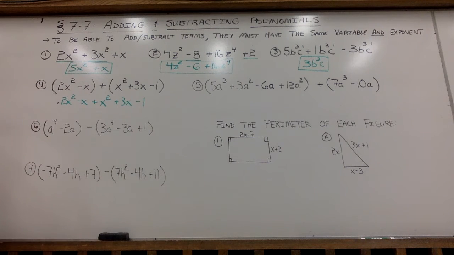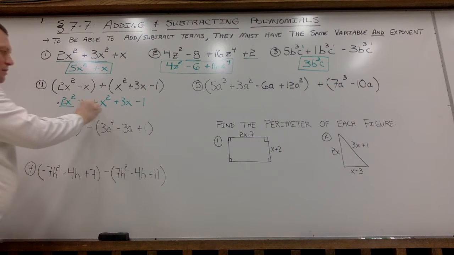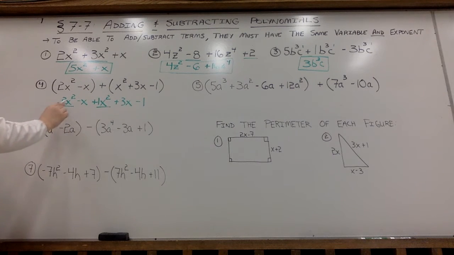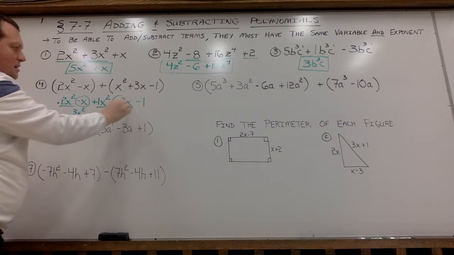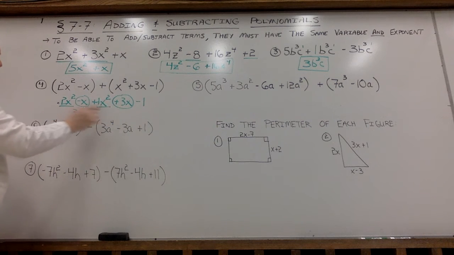Okay, now I'm going to look to put those like terms together. I've got a 2x squared, no x squared here. Oh, here's another x squared, that's 1x squared. So if I have 2 and 1, that'll give me 3x squared. I've got a negative x to the first and a 3x to the first. Again, looking at the sign in front of the term. So I've got a 3 here and a negative 1 there. So 3 and negative 1 gives me 2.